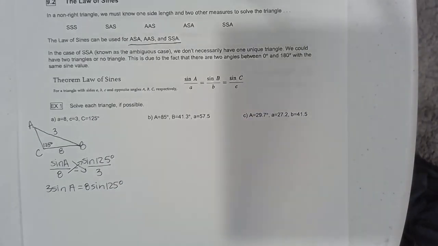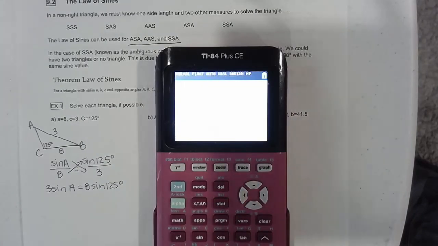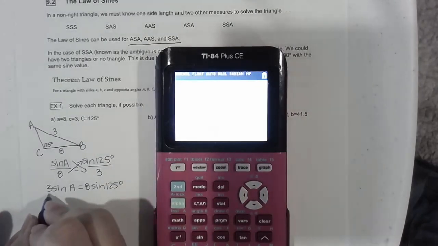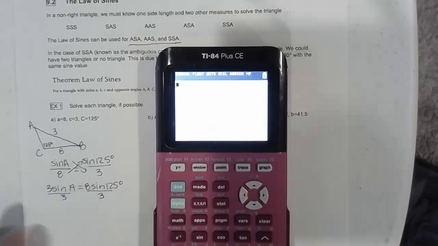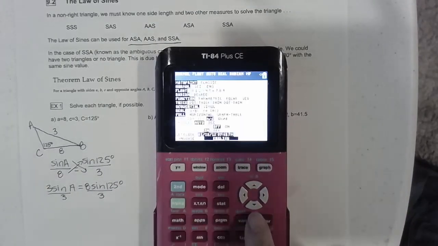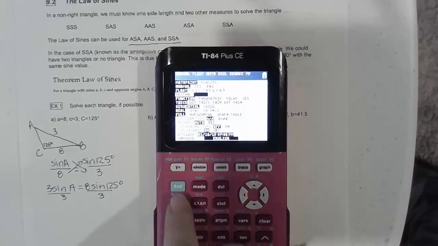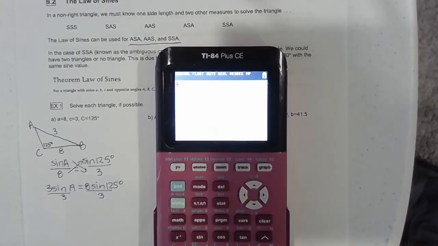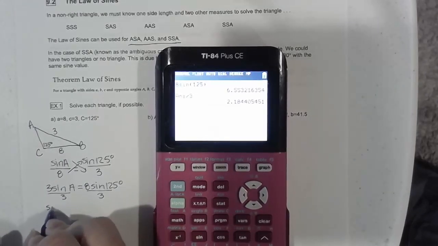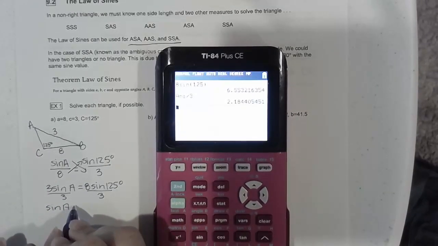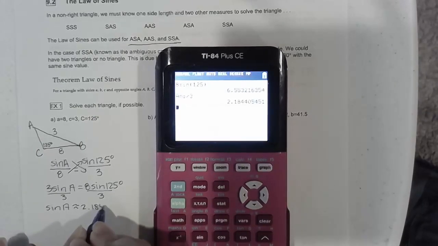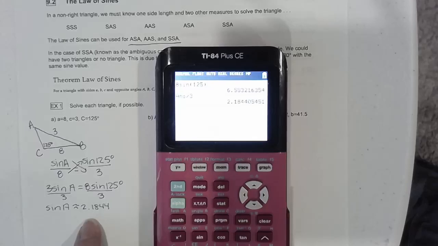So obviously I'm going to need a calculator here. Important that we remember that it's in the right mode, so check to make sure yours is in degree mode first. And so obviously I'm going to be doing this over here. So mode, degree, and then I do 8 times the sine of 125 degrees, and I divide that result by 3. So I get sine of A is equal to 2.1844. I'm just writing down a value here.